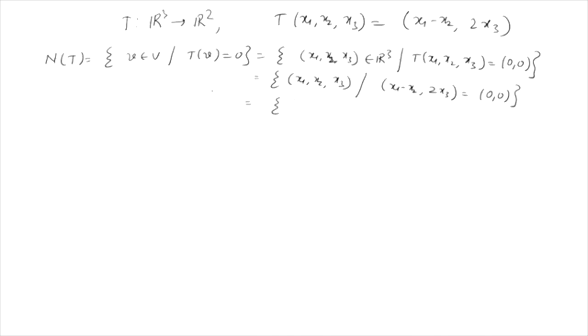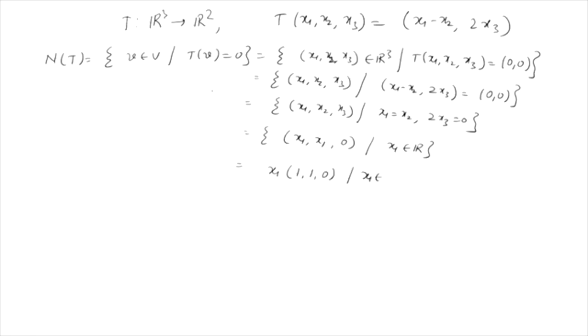So, this is all those (x1, x2, x3) in R3 such that x1 equals x2 and 2x3 equals 0, that means x3 equals 0. So, this is simply all those (x1, x1, 0), because x1 and x2 are equal and x3 is 0, such that x1 belongs to R. So, this is all x1 times (1, 1, 0) such that x1 belongs to R. This is basically the null space of T, or we can say that it is equal to the span of (1, 1, 0).